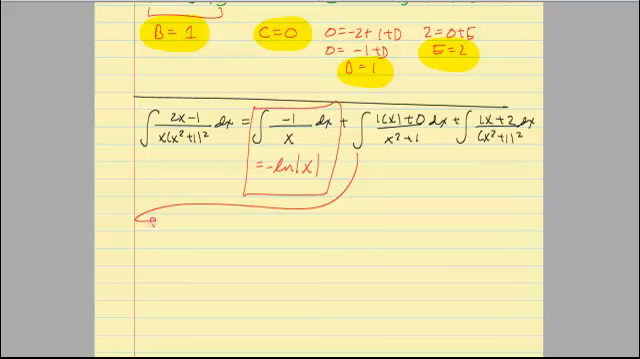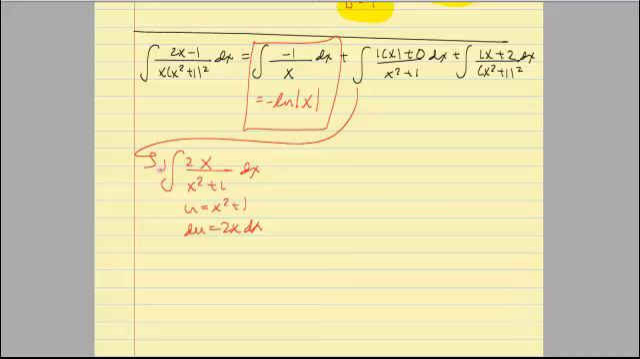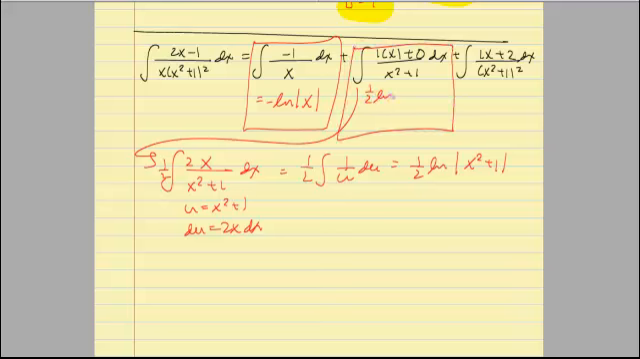This one, let's go ahead and rewrite and work on it. I have the x in my numerator, x squared plus 1 in my denominator. U is x squared plus 1. Du is 2x dx. So I multiply by 2 on the inside, compensate with a 1/2 on the outside, and this looks like 1/2 the integral of 1 over u du, which is another natural log absolute value of u. This u is x squared plus 1. So this one integrates into 1/2 natural log absolute value of x squared plus 1.